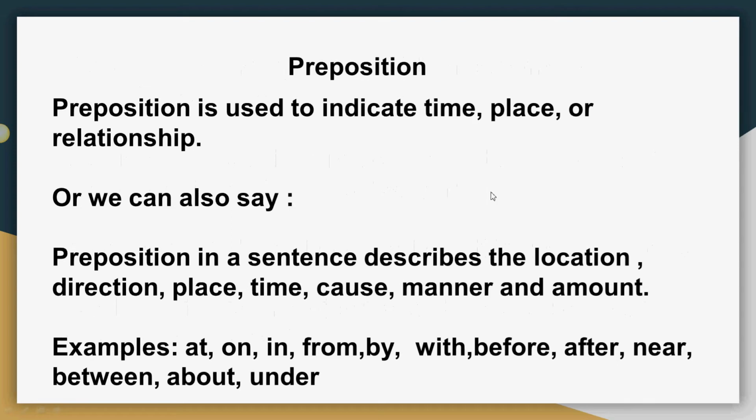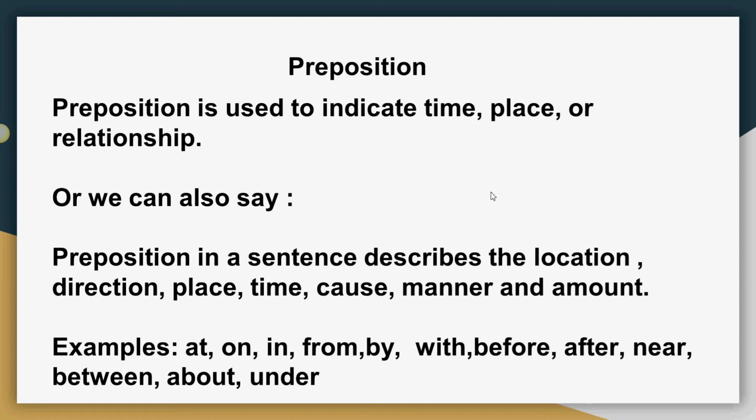Next is preposition. A preposition is used to indicate time, place or relationship, right? You must understand what the function of a preposition is. This part of speech basically refers to words that specify a location or a location in time. A preposition shows the relationship of a noun or pronoun to another word, right?